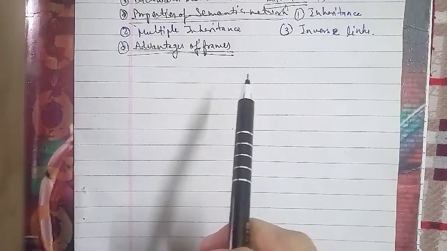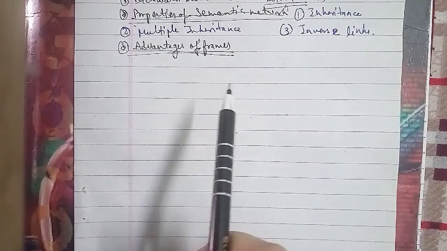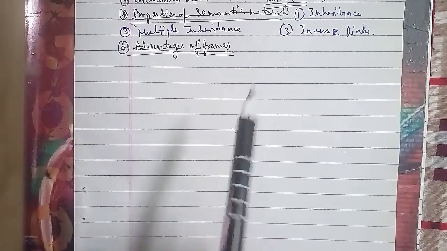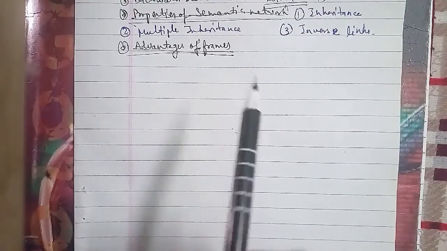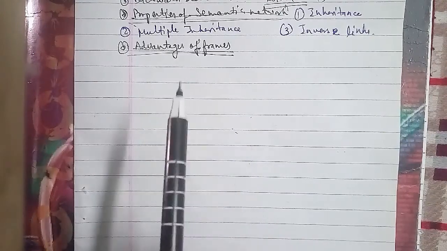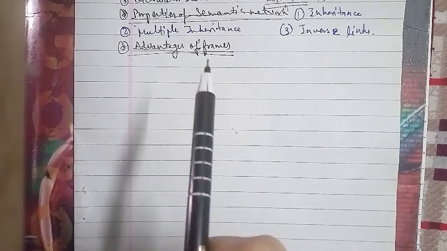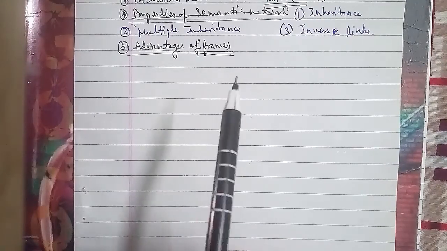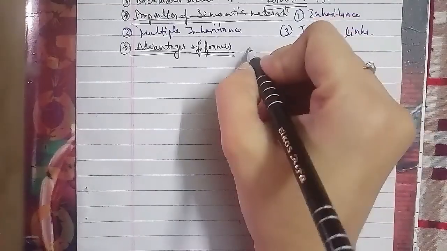Frames provide a way of associating knowledge with objects, and frames may be a relatively efficient way of implementing artificial intelligence applications as well. Frames allow data that are stored and computed to be treated in a uniform manner as well. Now we'll talk about the disadvantages of frames.